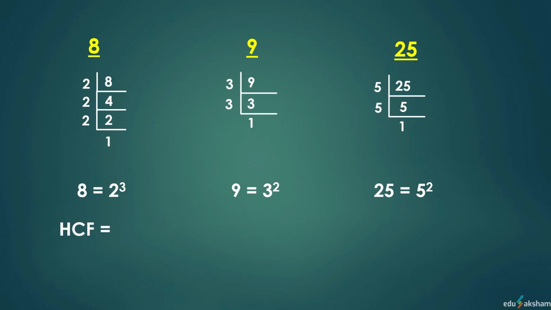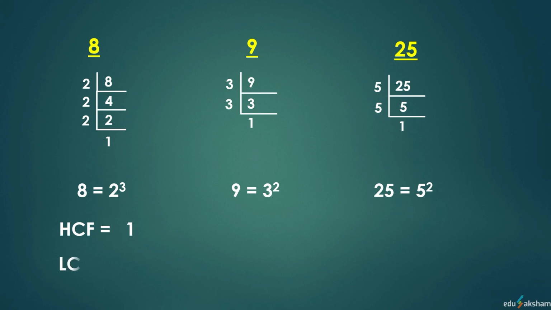For the HCF, we have to find the smallest power of each common prime factor involved in the numbers. There is no common prime factor in these numbers, and the only number which can divide them is 1. So the HCF of these three numbers will be 1.